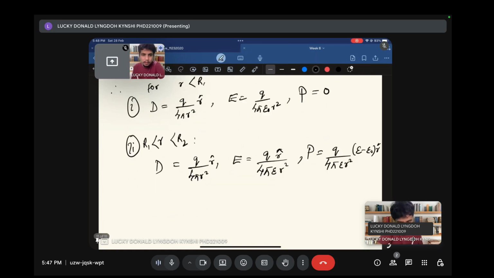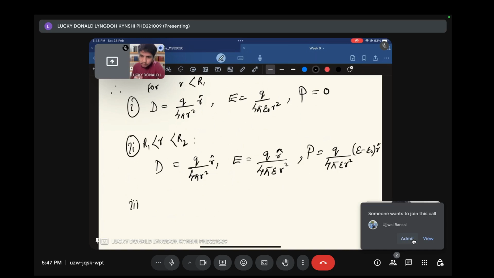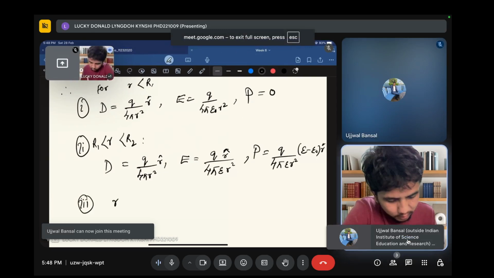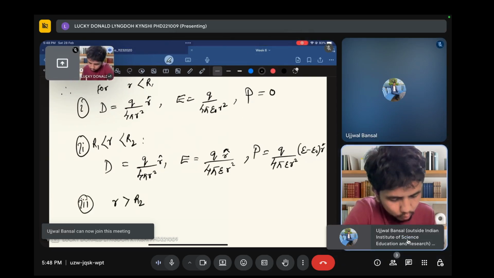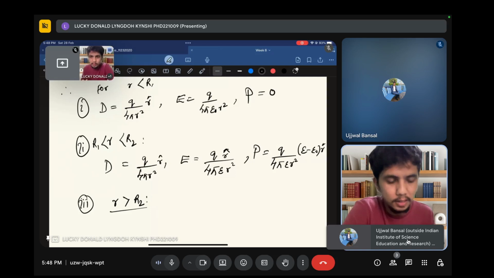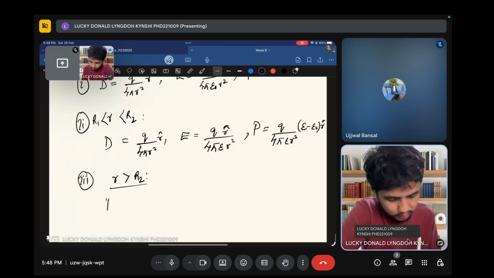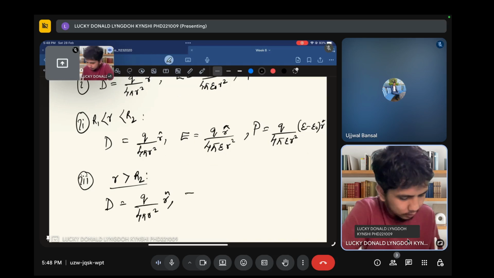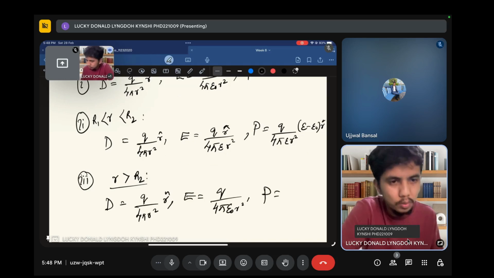Finally, the region 3, in which r is greater than r2. Then you have D equal to Q by 4 pi r square r cap, the electric field equal to Q divided by 4 pi epsilon naught r square, and the polarization equal to 0.